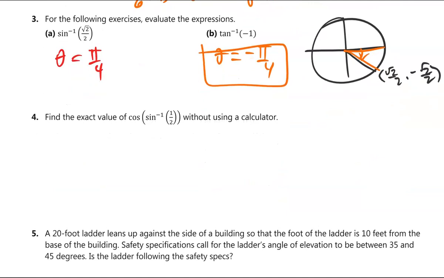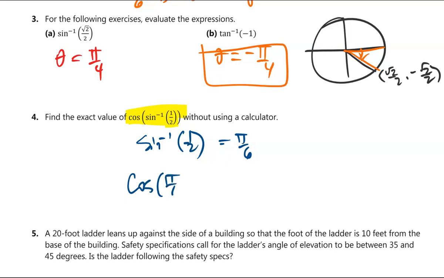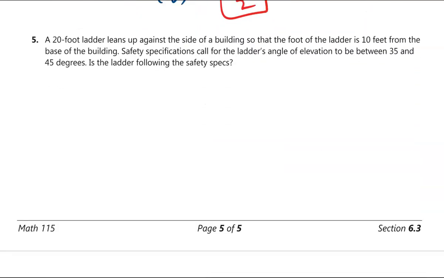Number 4, find the exact value of cosine of inverse sine of 1/2 without using a calculator. Inverse sine of 1/2, you know that 1/2 is within the unit circle, and this is equal to pi over 6. So meaning we can now get cosine of pi over 6, and cosine of pi over 6 is square root of 3 over 2. Okay. Last problem.